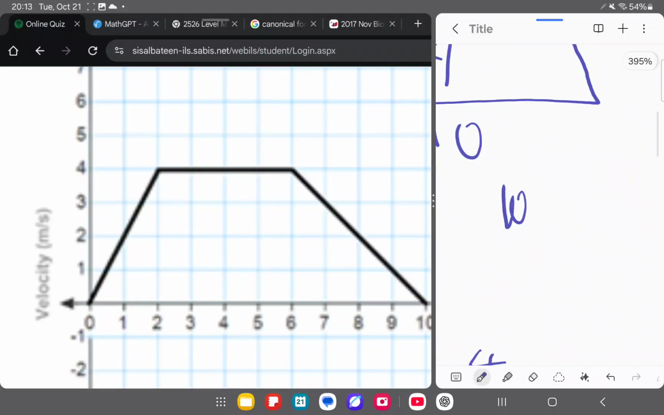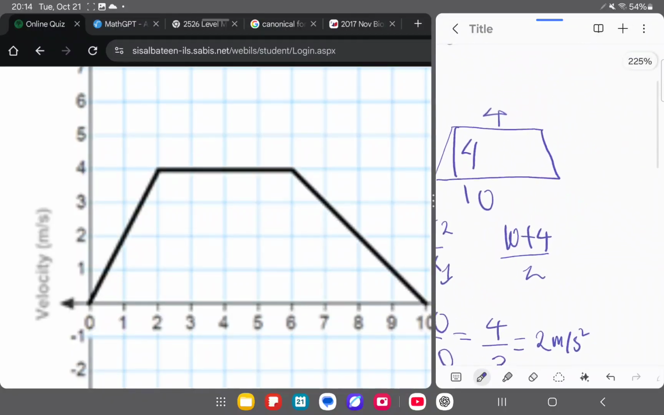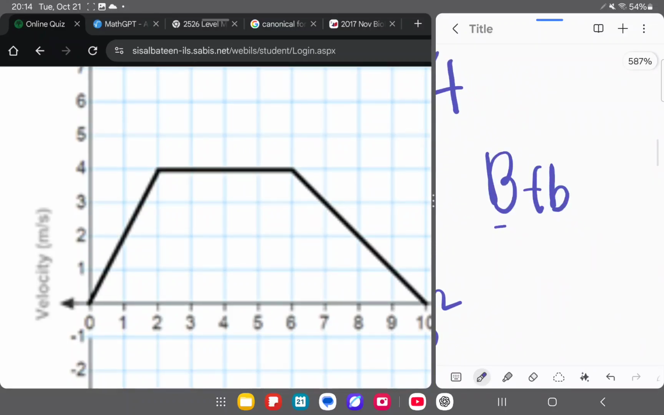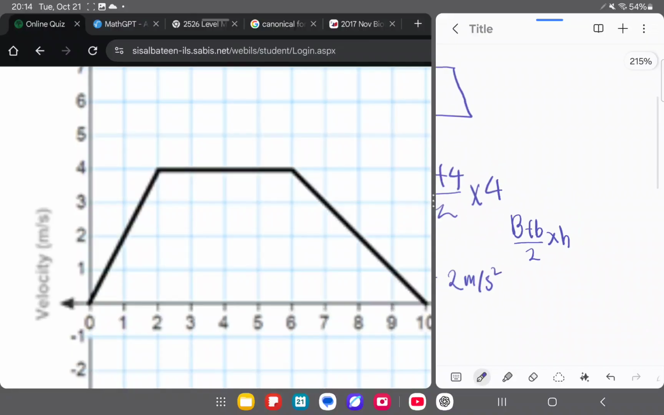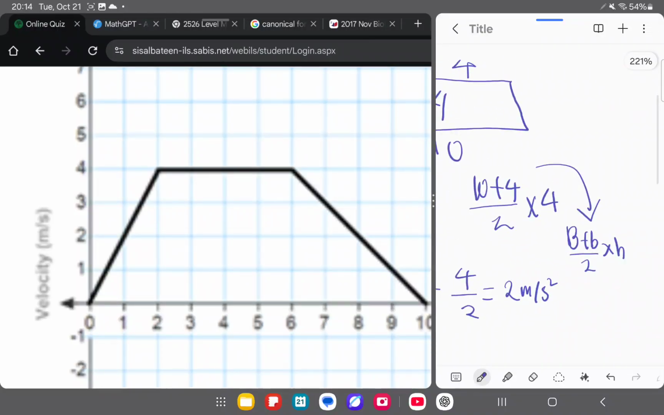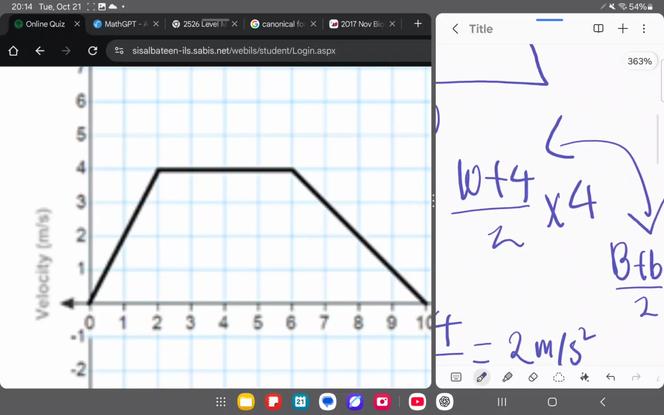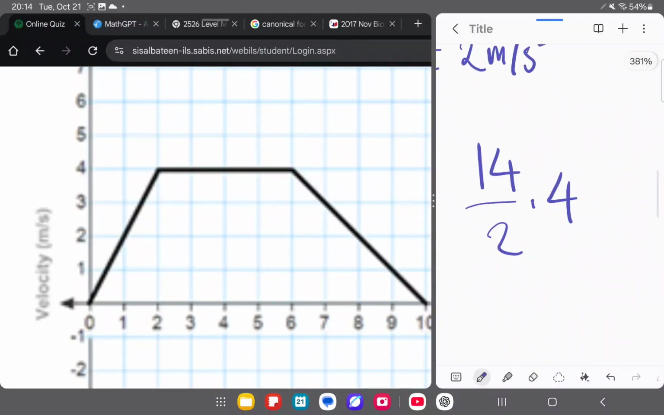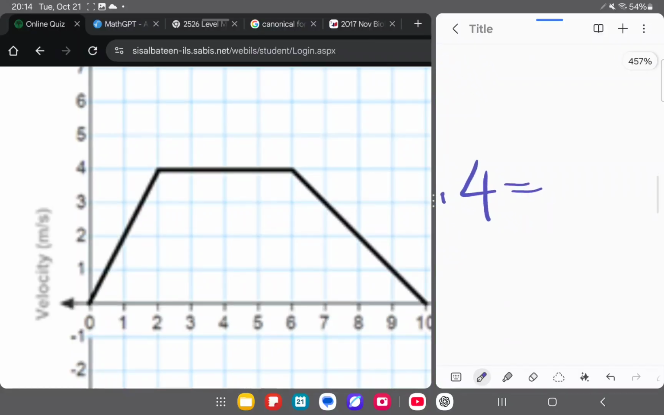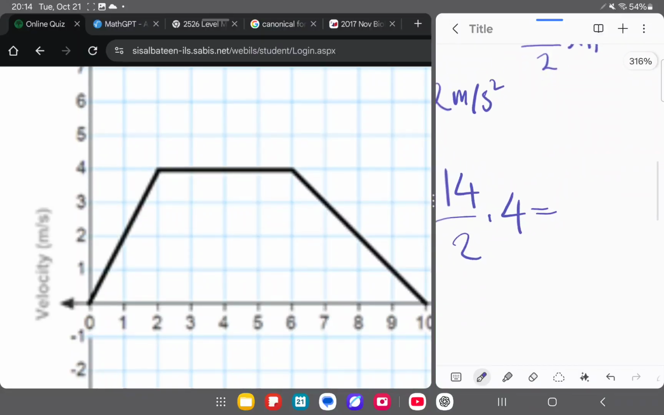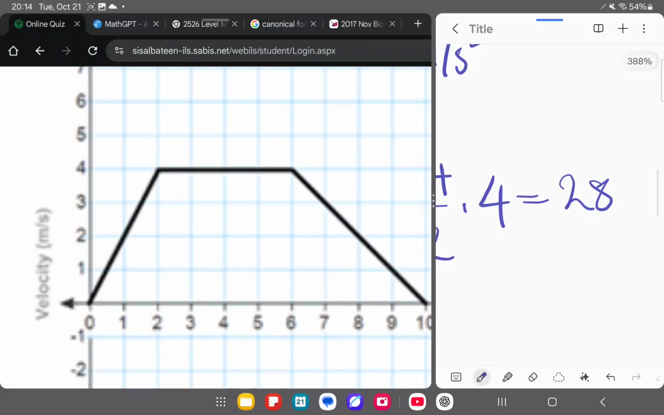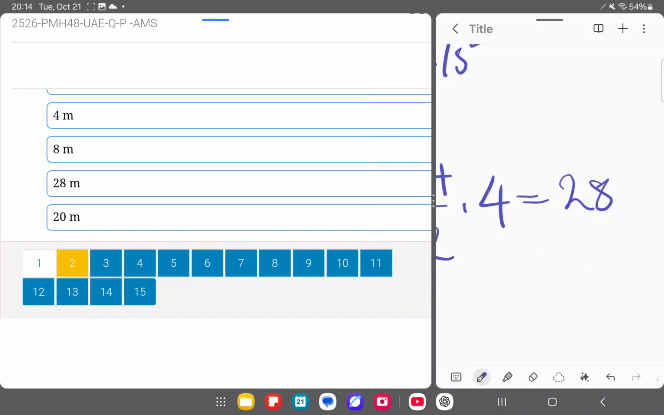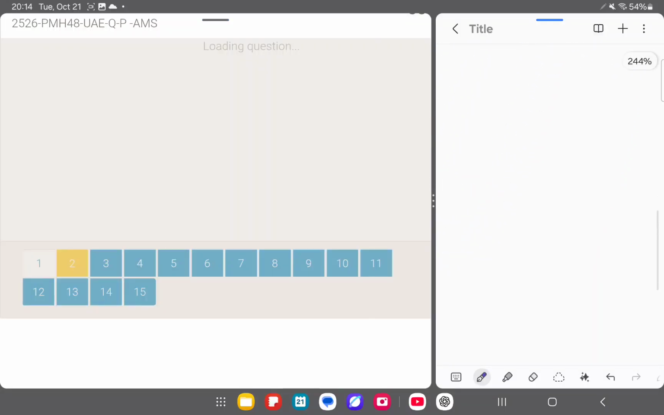We'll do 10 plus 4 over 2 times 4, because we're doing big base plus small base over 2 times height. This is derived from this. So 10 plus 4 is 14. 14 over 2 times 4 is equal to 28. Okay, so now we have the displacement, or the area under this graph, which is 28. And remember, this is only in the VT graph.